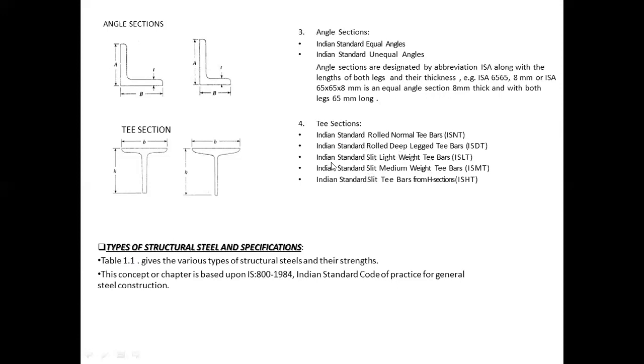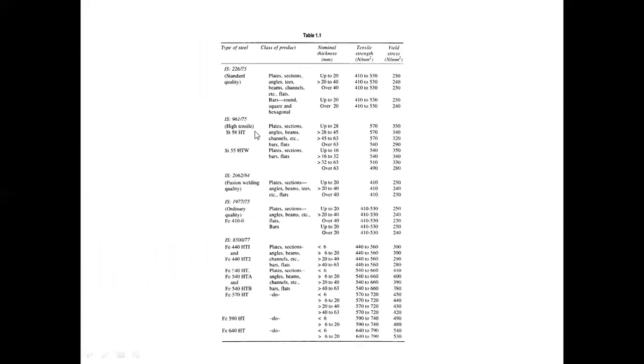Okay, so next is types of structural steel and specifications. Table 1.1 gives the various types of structural steels and their strengths. This chapter is based on IS 800 1984, Indian Standard Code of Practice for General Steel Construction. They have given us the various types of steel, class of product, nominal thickness, tensile stress, and yield stress.